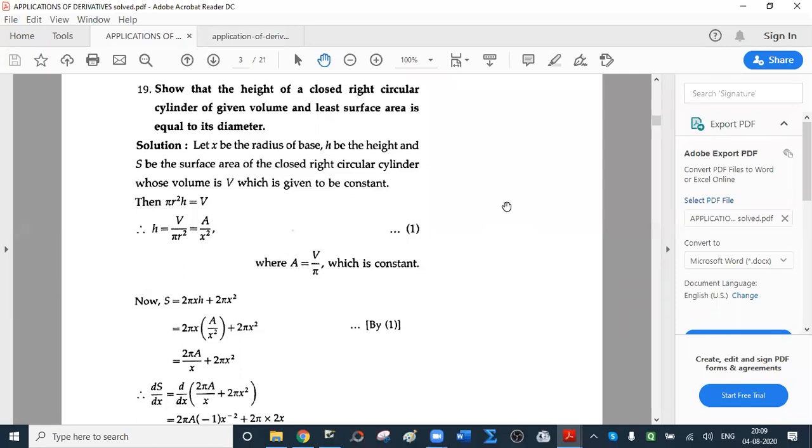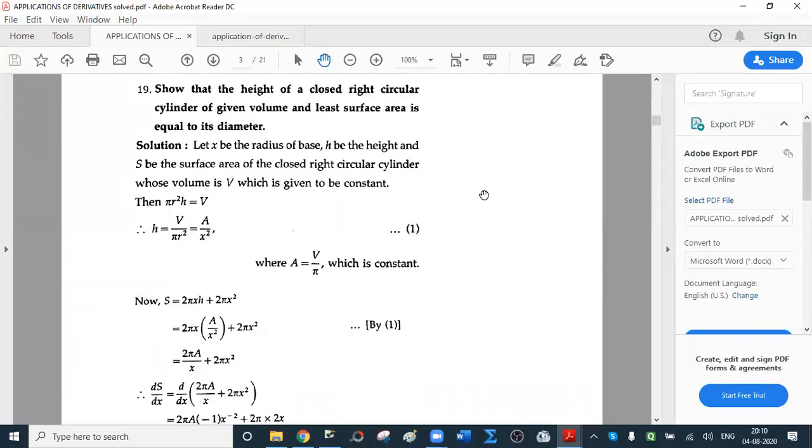Show that the height of a closed right circular cylinder of given volume and the least surface area is equal to its diameter. Actually, we have solved one sum of this type. In that, the cylinder was not closed, it was open at one end. Okay. Let x be the radius of the base, which is a circle, h be the height, and s be the total surface area of the closed right circular cylinder whose volume is v, which is given to be constant.